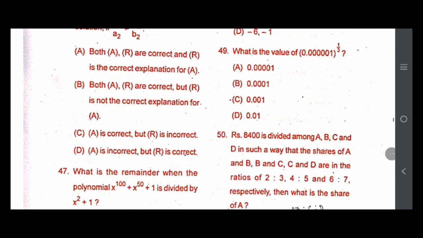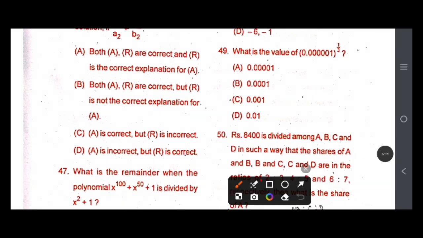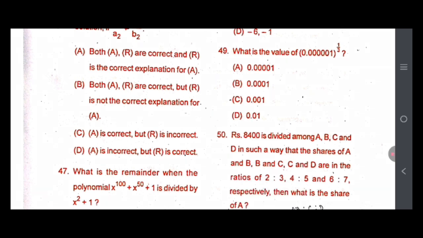49. What is the value of 0.000001 to the power 1 by 3? The correct answer is 0.01.